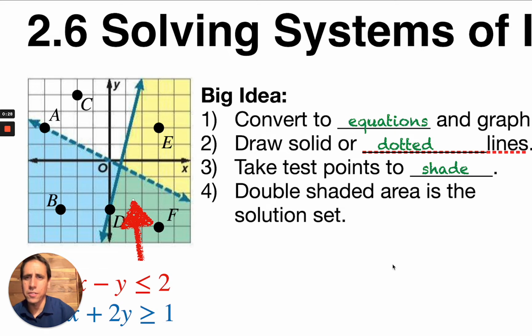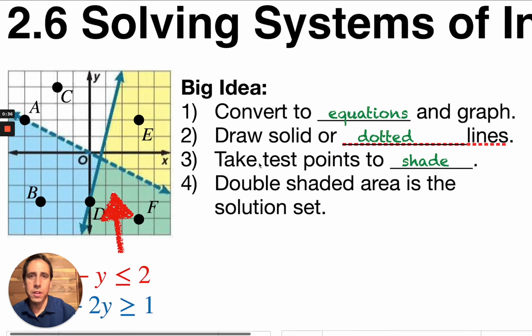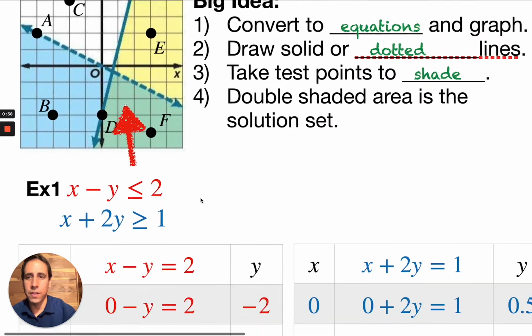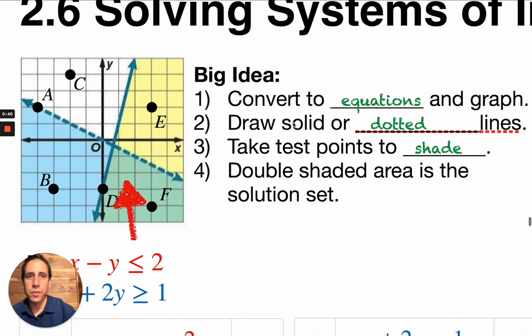Let's remind ourselves what it looks like to graph an inequality. This is what it looks like. There's actually two different inequalities being graphed, one for each of the lines. If it gives you something like this, you convert the inequality to an equation and graph. How do you graph it? Equation, table, graph. So each one of these lines has a table associated with it. And of course, the table goes in your composition book. Then you have to draw these lines either solid or dotted, depending on the symbol.